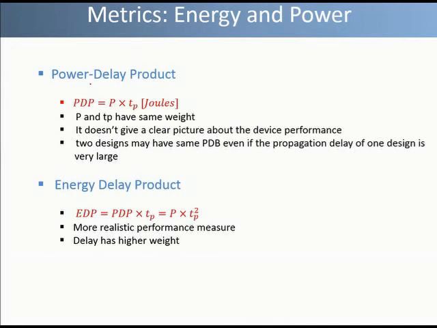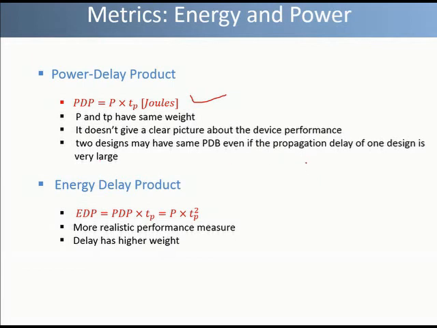Two important performance metrics of digital circuits are power delay product and energy delay product, where power delay product is equal to the total power consumed by the device multiplied by its propagation delay. And in this relation we can see that both the power and the propagation delay have got the same weight. Therefore it does not give us a precise picture about the device performance. For example, two designs may have the same power delay product even if the propagation delay of one design is very large as compared to the other design.